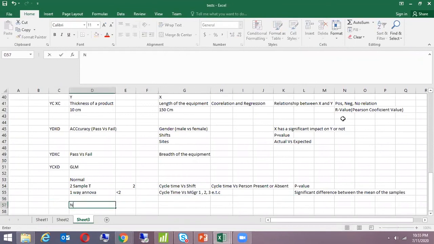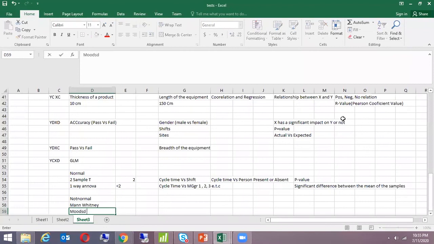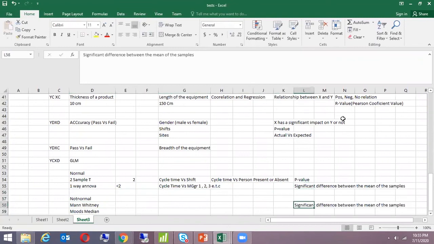For not normal, it's Mann-Whitney and Mood's median. The example can remain the same, two sample t and one way ANOVA respectively. Okay, the significance remains the same, but the only thing is here it is a significant difference between the median of samples.